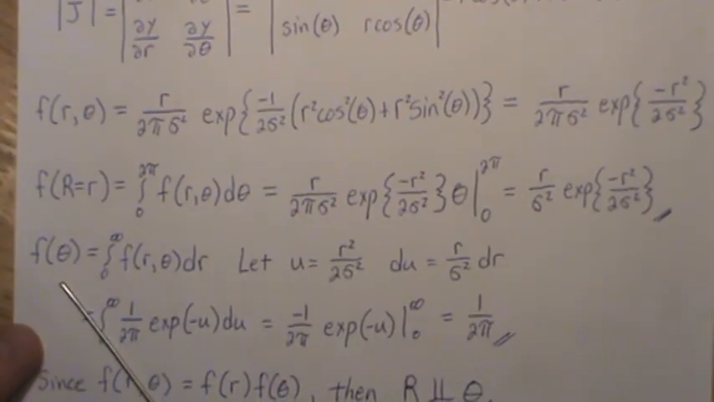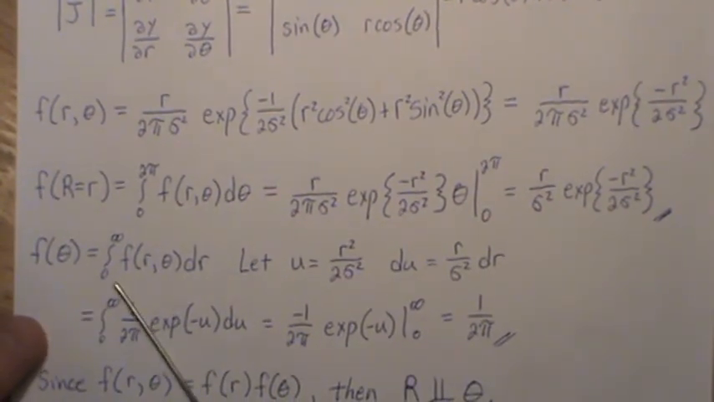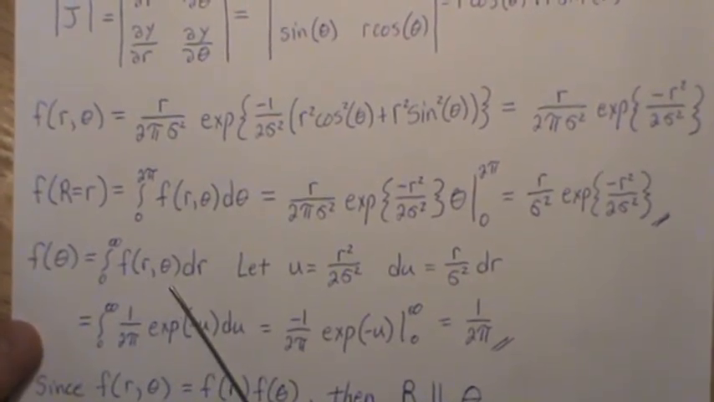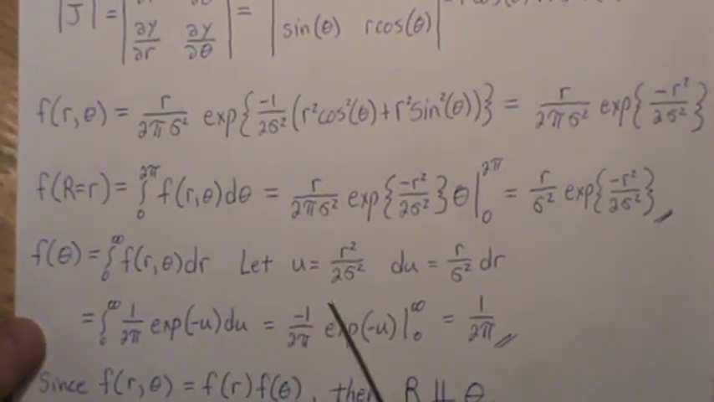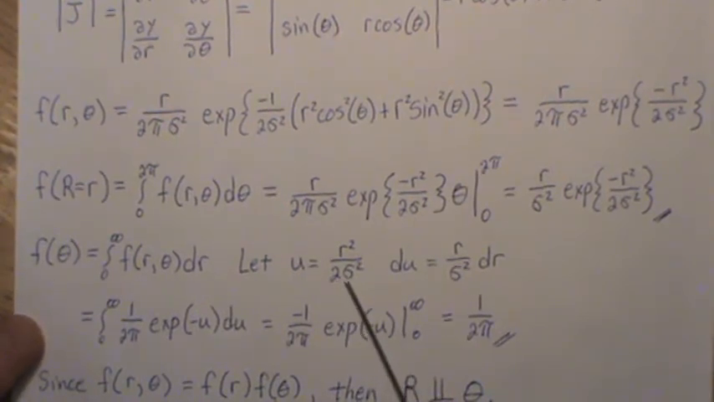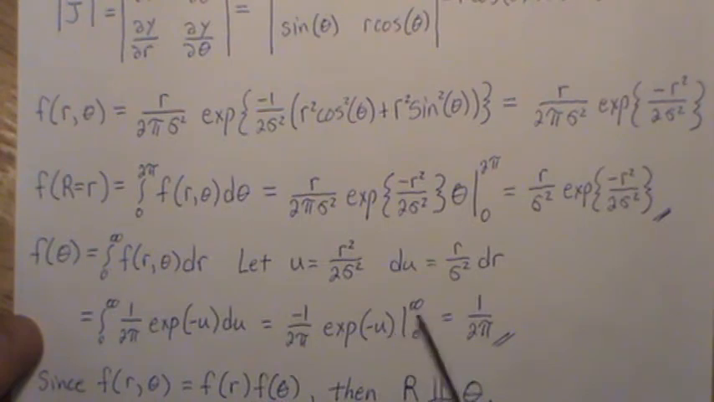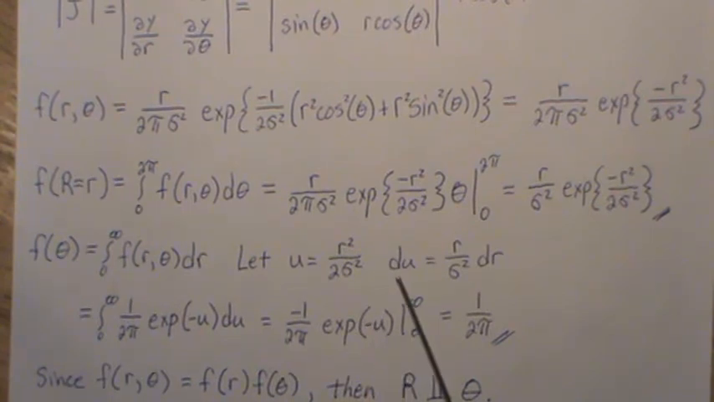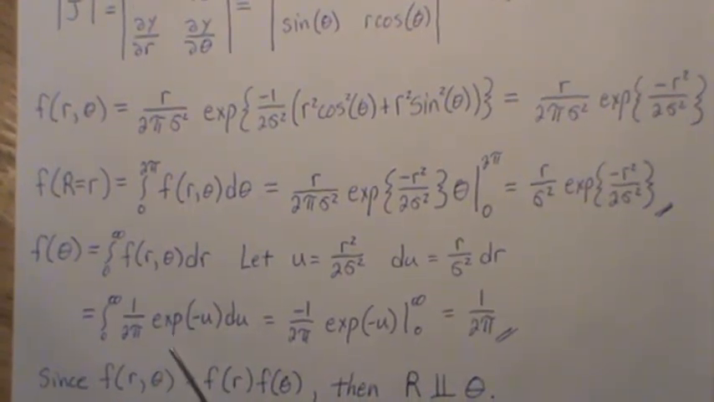Now to find the density for theta, we integrate out r, so it goes from 0 to infinity. And we're going to do a variable change. Let u equal r squared over 2 times sigma squared. So du is equal to r over sigma squared dr. Then when you plug this in for the joint density, it becomes this.